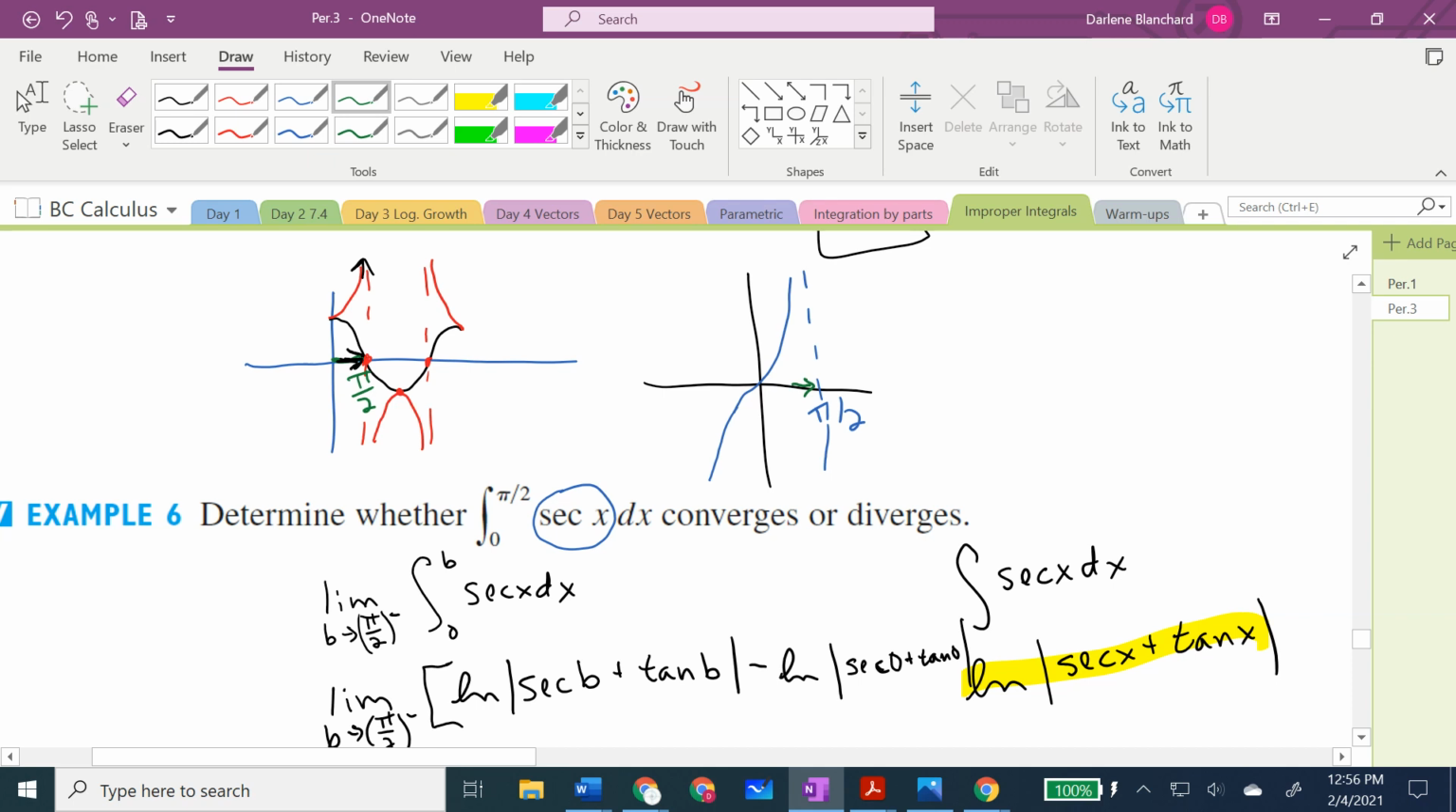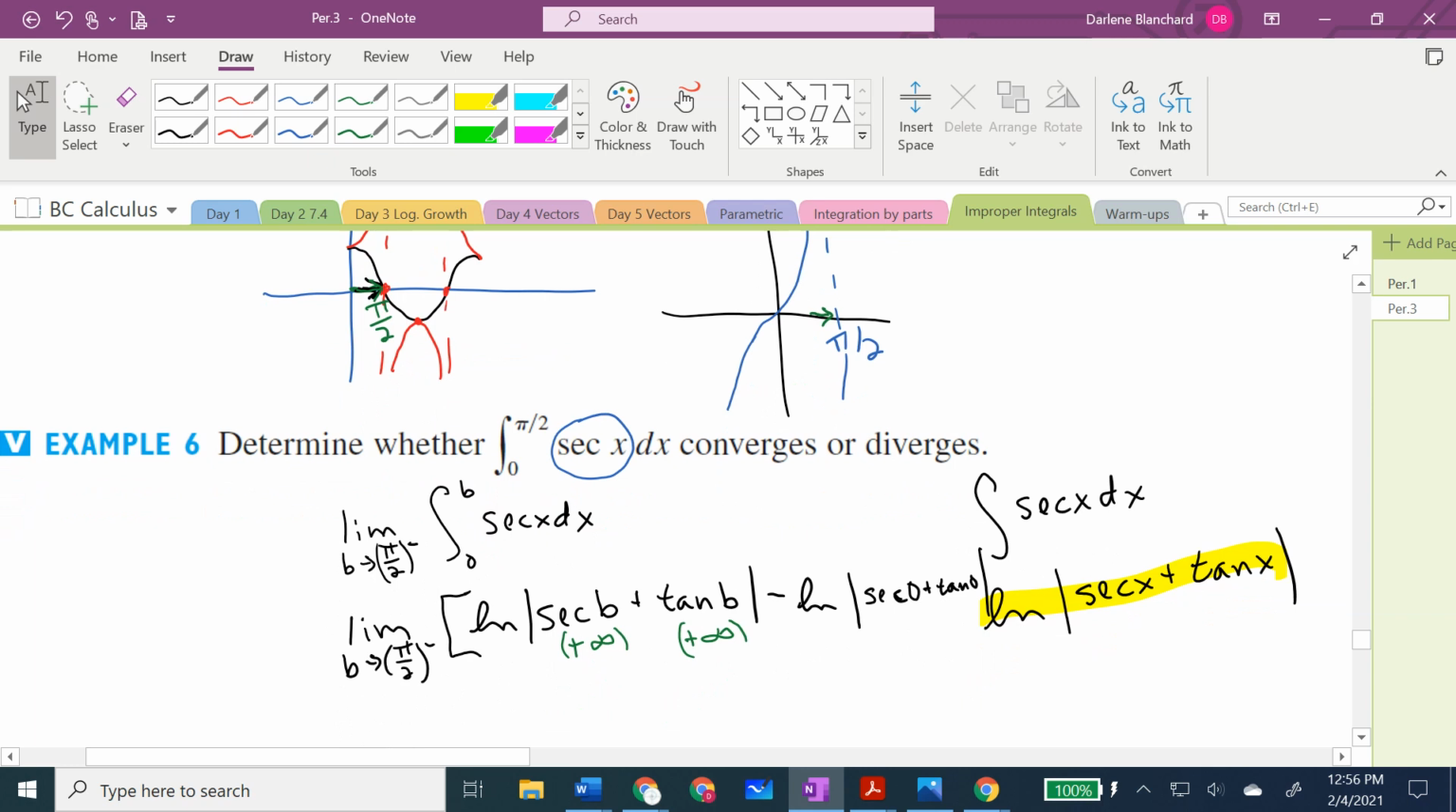If tangent is approaching pi over 2 from the left side, tangent is approaching positive infinity. If secant is approaching pi over 2 from the left side, it is also heading to positive infinity. If these were opposite signed infinities, this would be indeterminate. But if you're taking a positive infinity and adding it to another positive infinity, the only thing you're getting is just a bigger infinity than either one of them had. Well, maybe not infinitely bigger, but anyway.